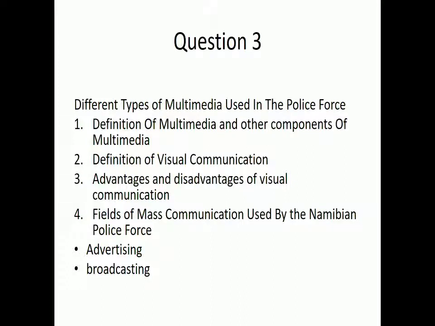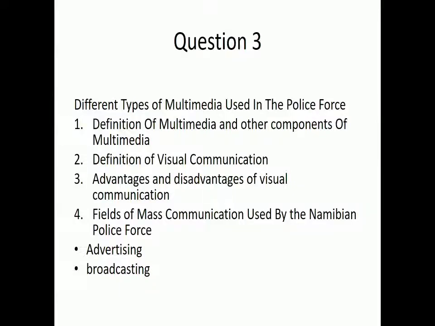Definition of visual communication, advantages and disadvantages of visual communication, fields of mass communication used by the Namibian police force, for example, advertising and broadcasting. How is multimedia used by the police force? This is what you are going to basically do if you find a question like this.